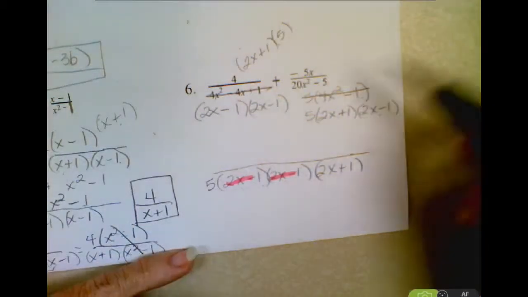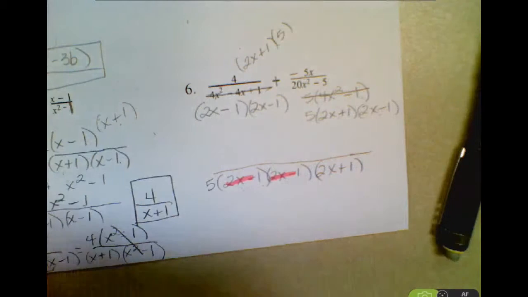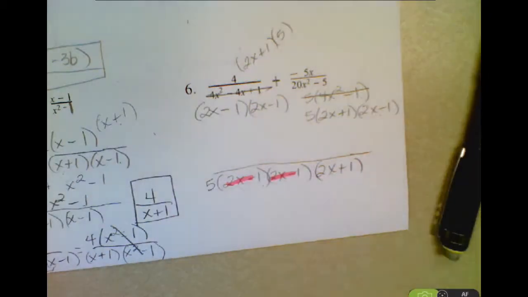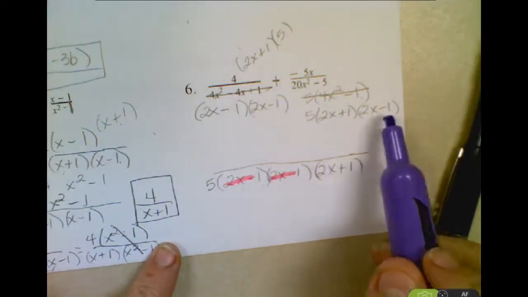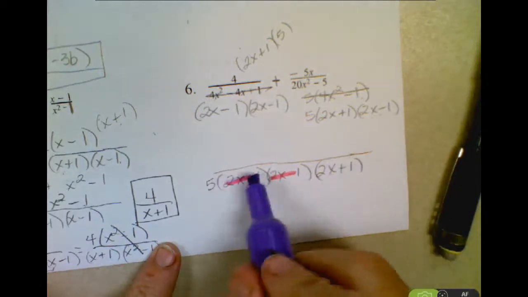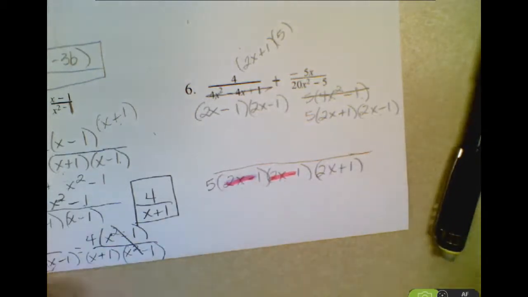On this side, you could use a different color highlighter, that's fine. On the right-hand side, you have a 5, a 2x plus 1, and a 2x minus 1. So what it's really missing is the other 2x minus 1.